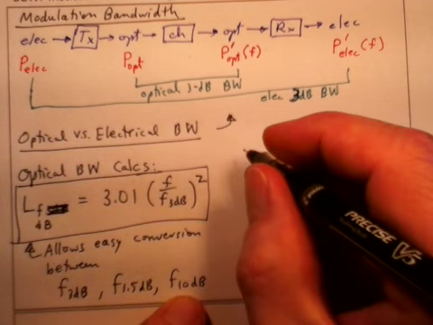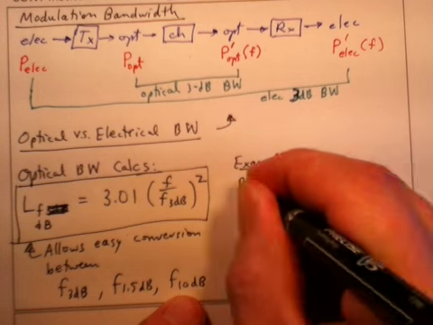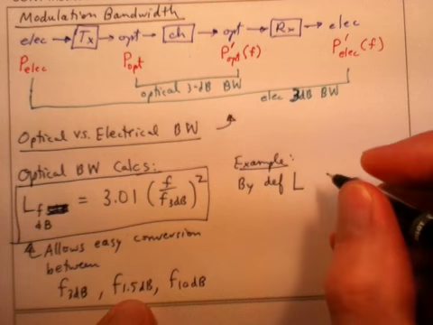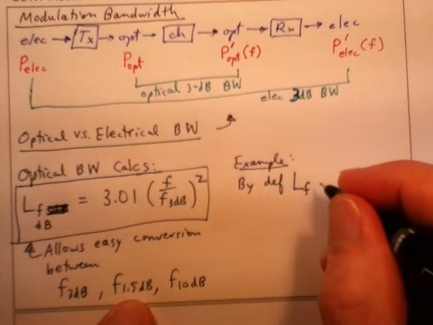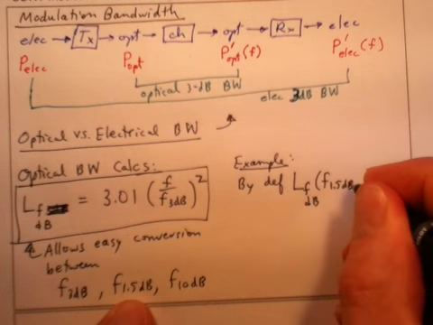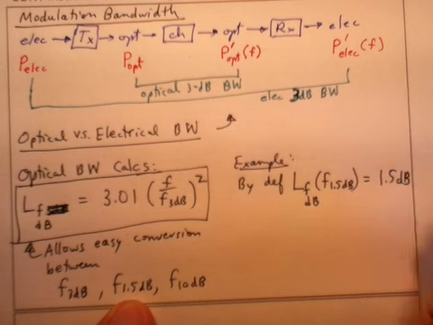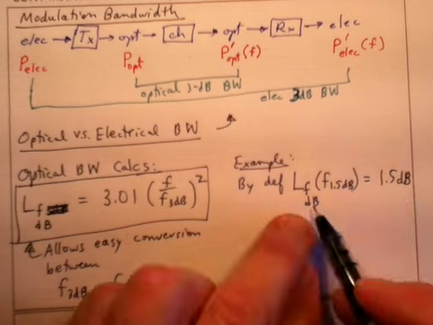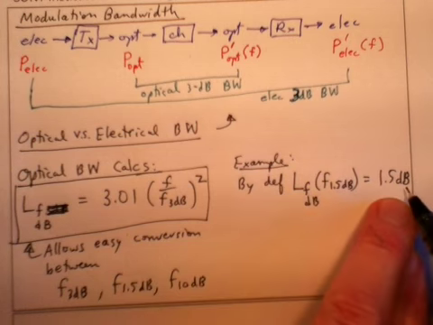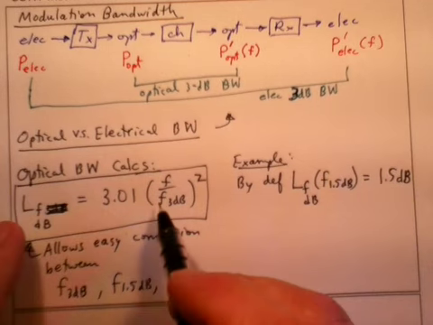So for example, by definition, the loss, the frequency dependent loss in dB evaluated at f1.5 dB is equal to 1.5 dB. That is the definition. So when I evaluate the loss in decibels at that frequency, that's how much loss I've got. Okay, but this equation then allows us easy conversion amongst those.